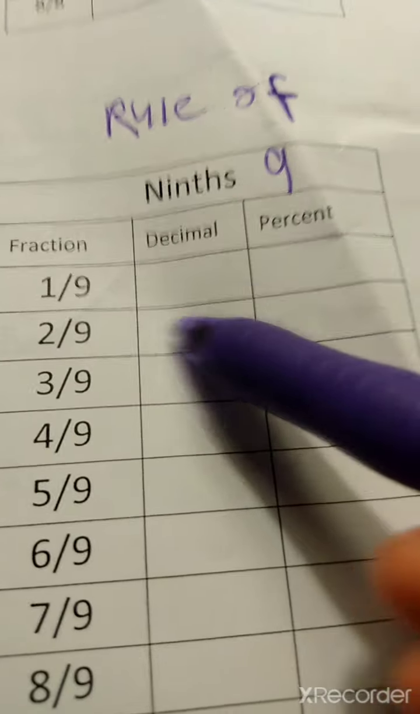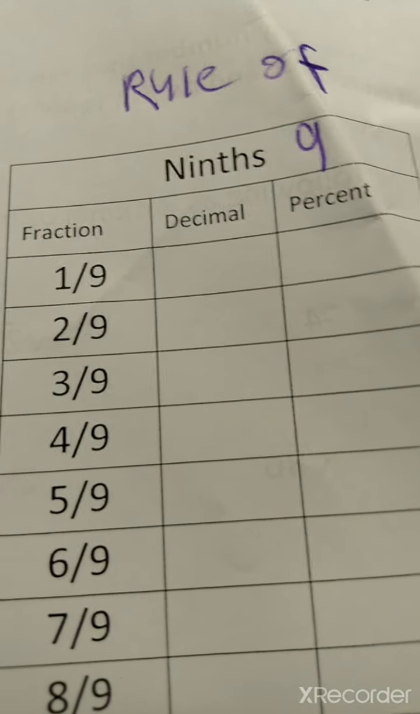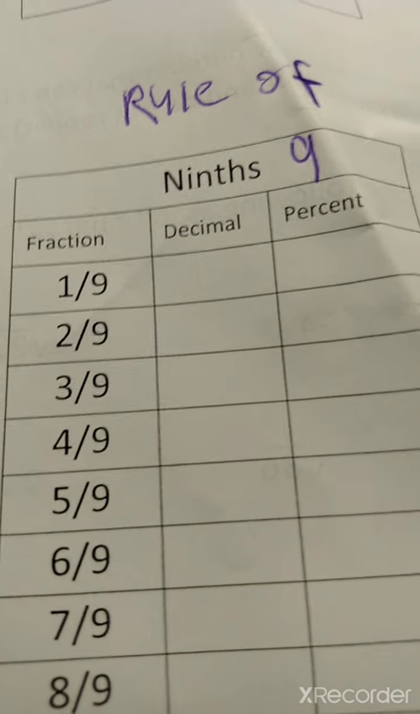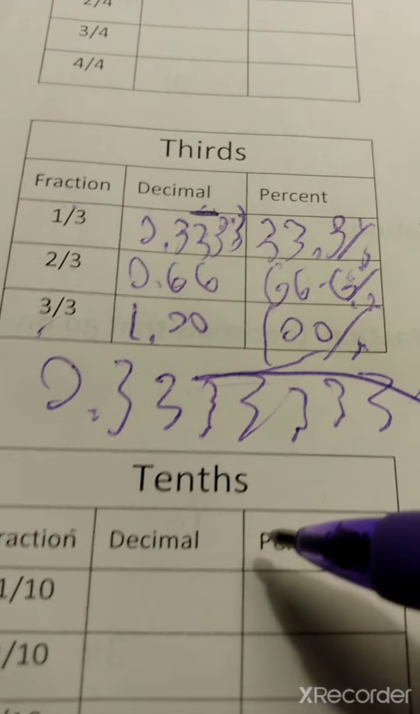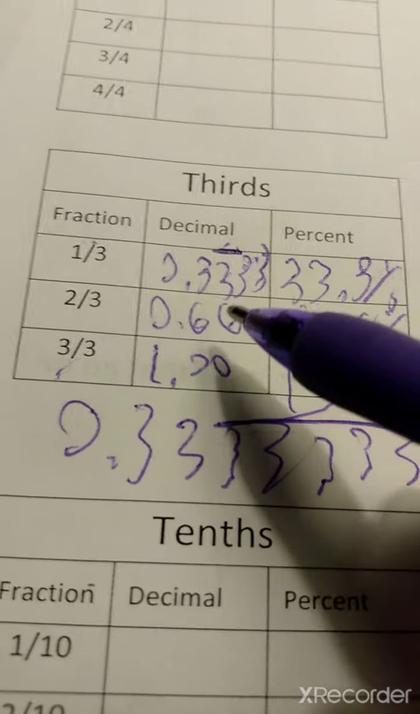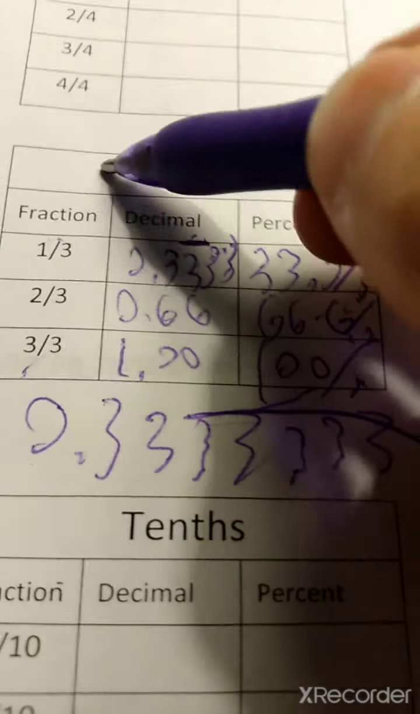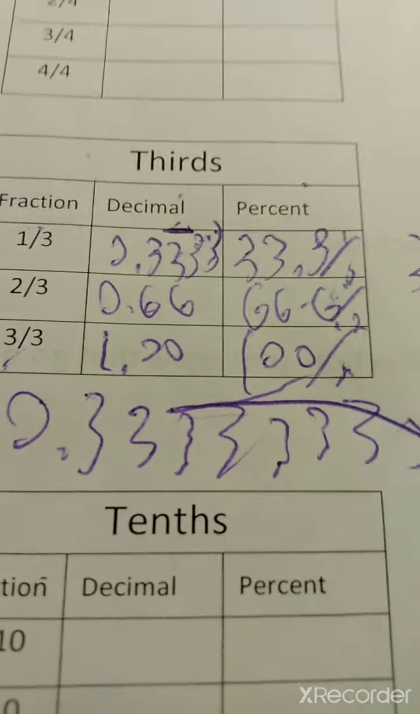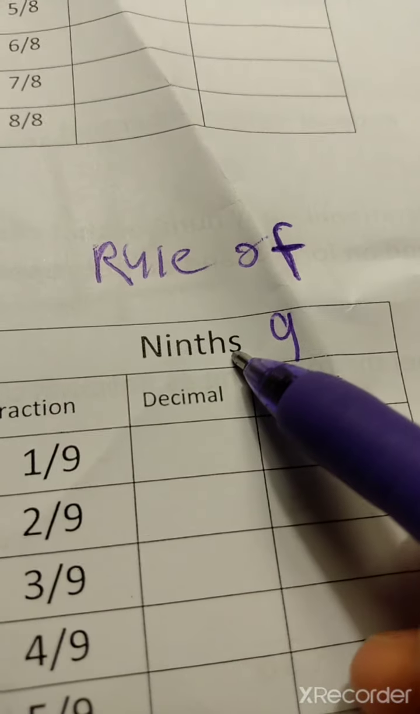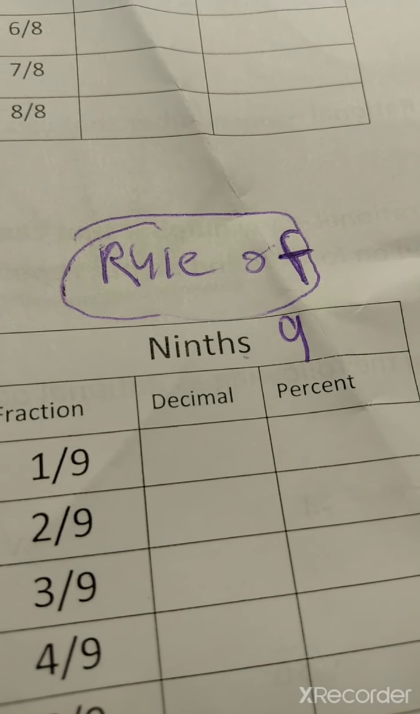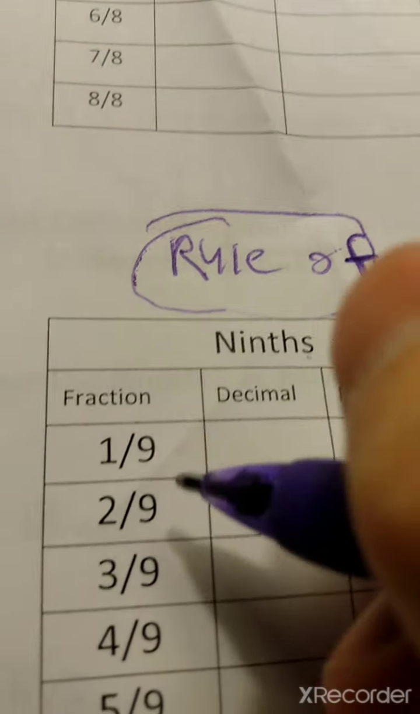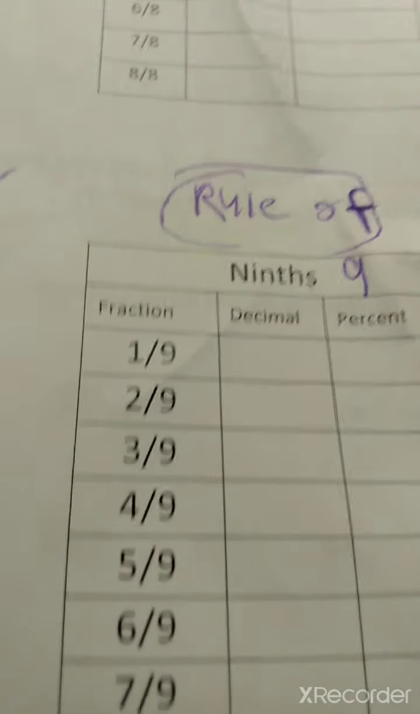We're going to be taking a look at the rule of nines, comparing fractions, decimals, and percentages. In the last video, we were working on thirds and tenths. So we'll be comparing fractions, decimals, and percentages, but with nines. The reason it's called the rule of 9 is that there is a pattern happening. And yes, we will definitely need a calculator for this.